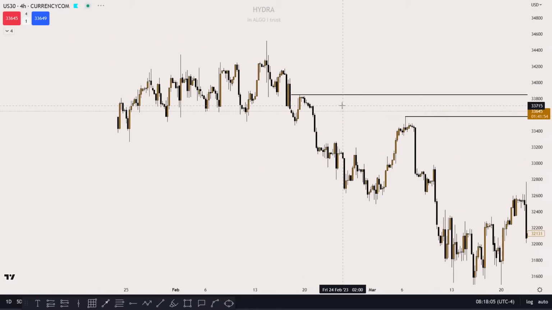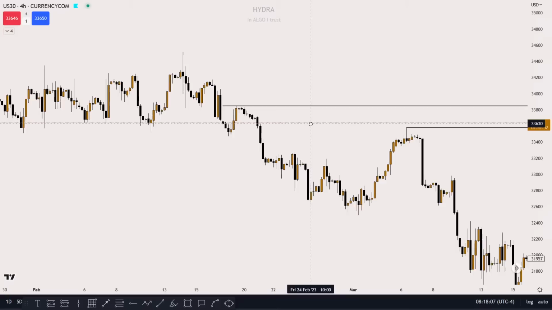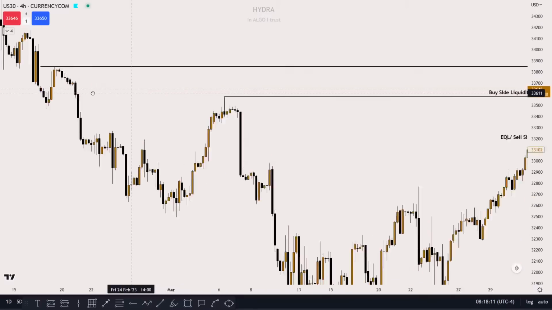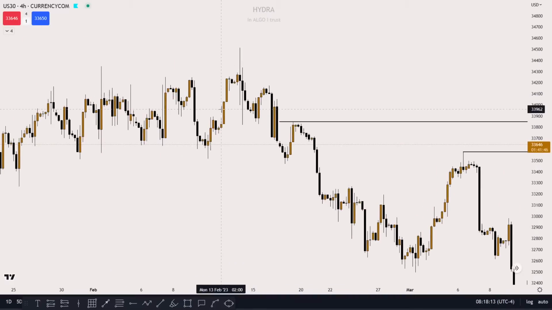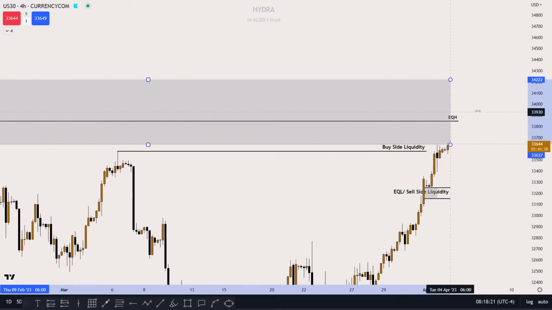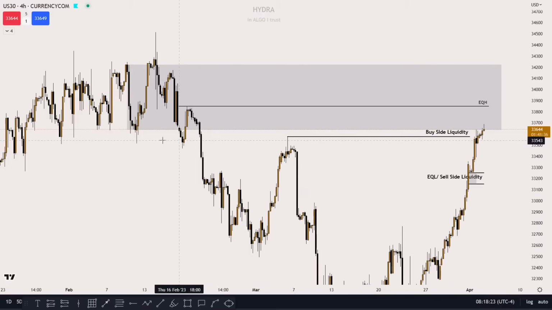We have a relative equal high on the 4-hour chart right at the top, so I'm also keeping that in mind. And we have this breaker block, right? I mentioned it yesterday. This breaker block is from the daily chart, and now we are inside of it. It's on the 4-hour. So let's see what happens.